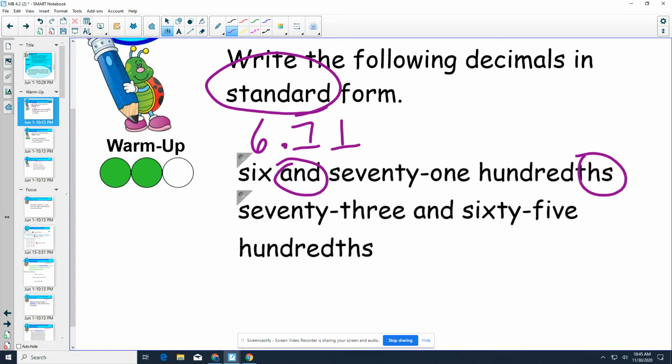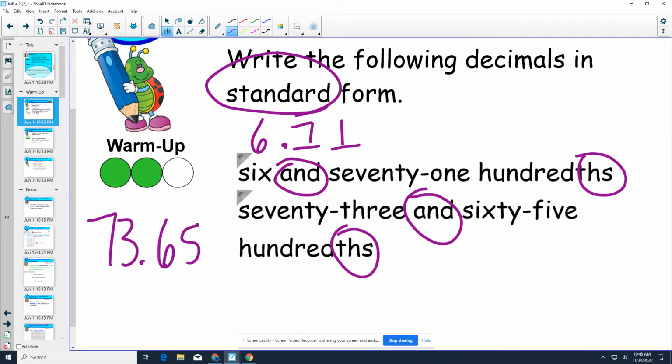So the next one we look at is the 73, and I see "and" again, 65 hundredths. So I see the THS. So I write 73. The "and" means decimal, 65 hundredths. Okay, and again, I can double check that, and I say tenths, hundredths.